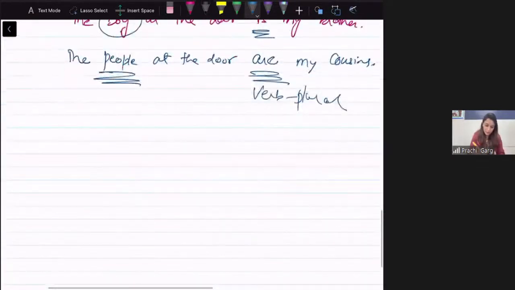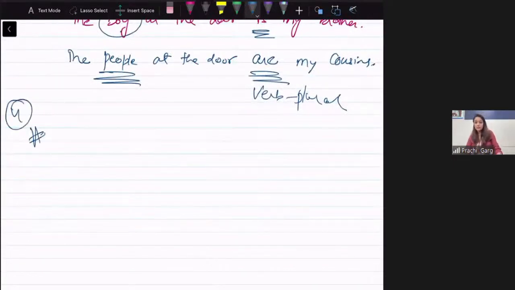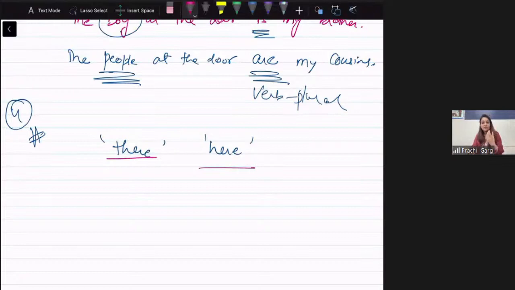Okay, rule number 4. Please keep referring to your study material, because I am moving according to your study material. I am not changing the sequence of the rules, because otherwise you will not understand. The next rule says, when a sentence starts with there or here, the subject will always be placed after the verb.